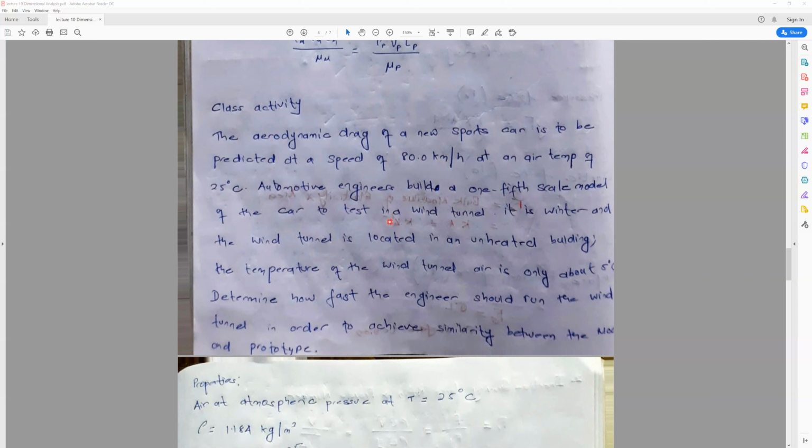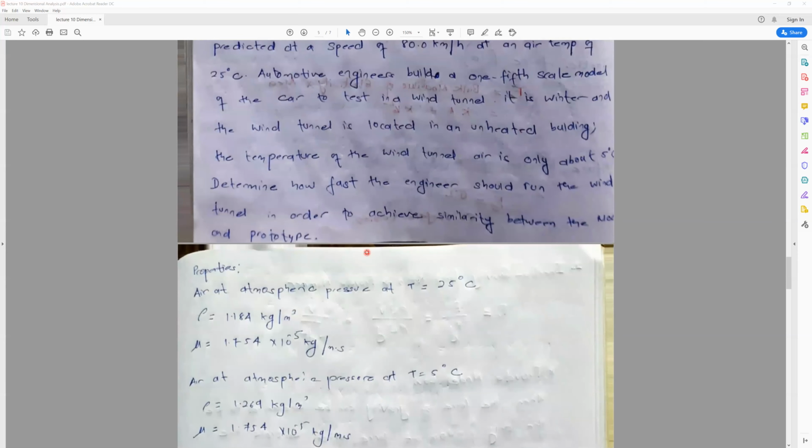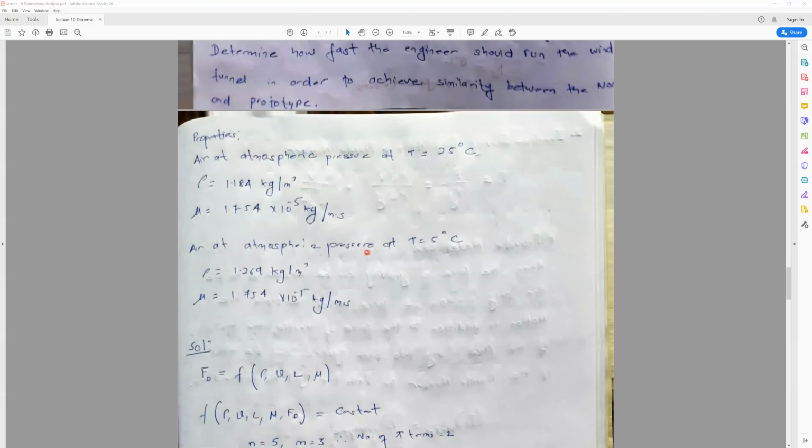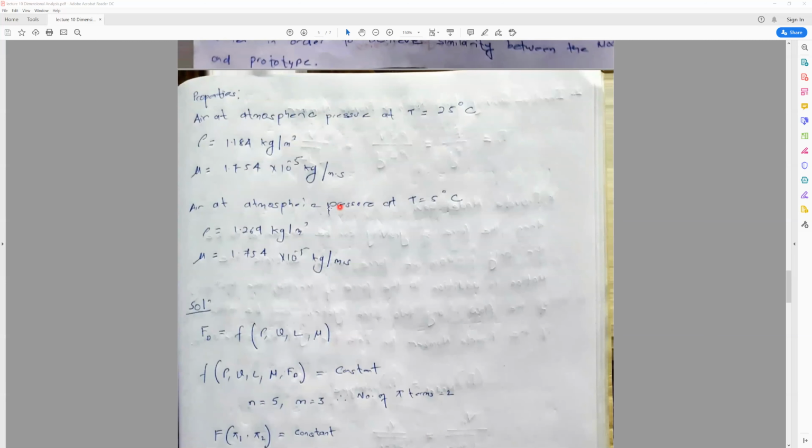With this much information, let's try to predict how much drag this sports car may receive when it's traveling at 80 km per hour. To approach this problem, first we list down all the information that is provided. The property of air at 25 degrees centigrade is given, and the property of air at 5 degrees is also given.